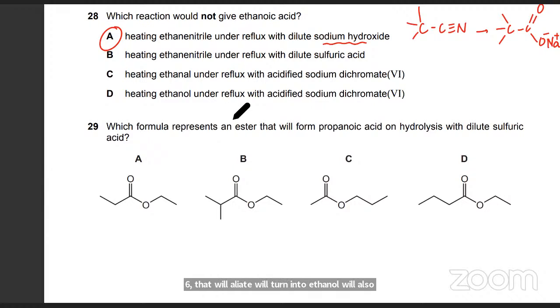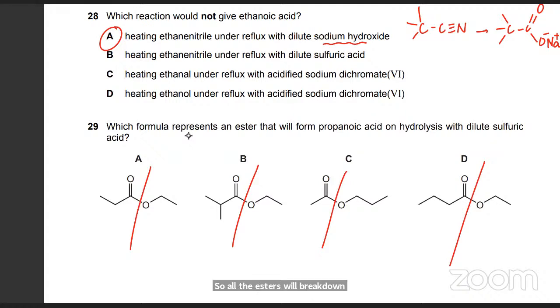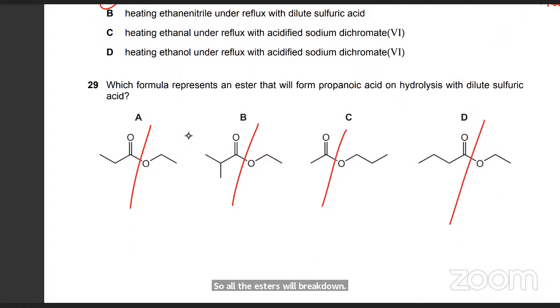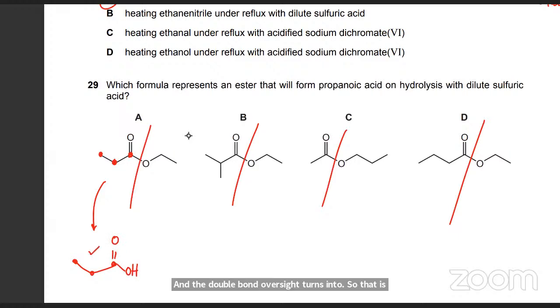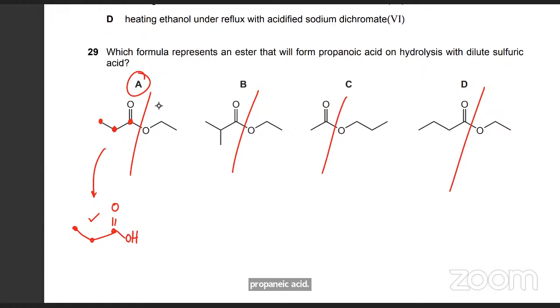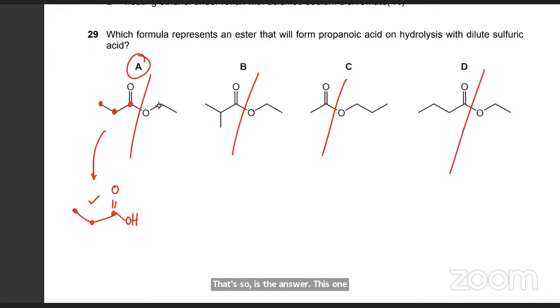So 29, which formula represents an ester that will form propanoic acid on hydrolysis with sulfuric acid? So all the esters will break down. So who's going to form propanoic acid? A. Okay, so 3 carbon atoms. And the double bond O side turns into a carboxylic acid. So that is propanoic acid. That's 3 carbon. So A is the answer, this one. Okay, clear? Yes.